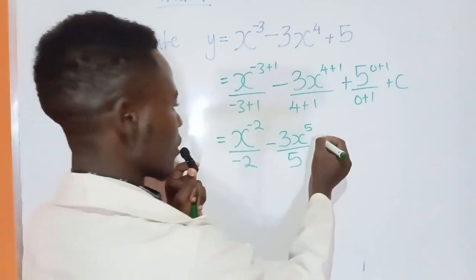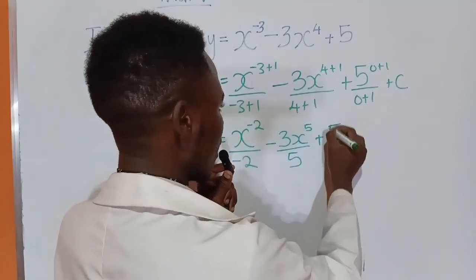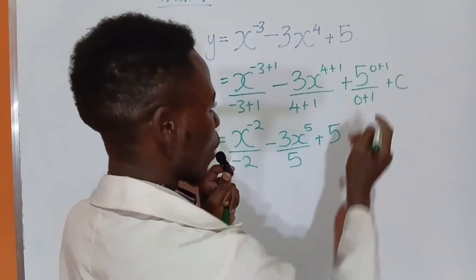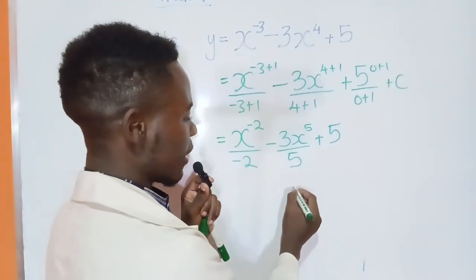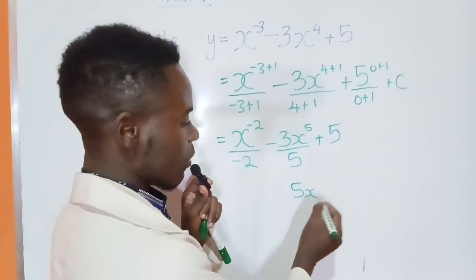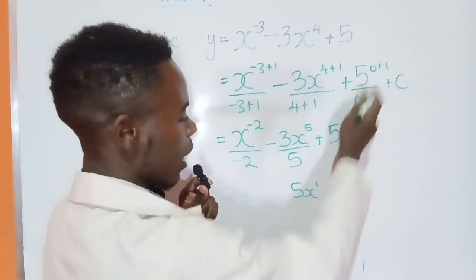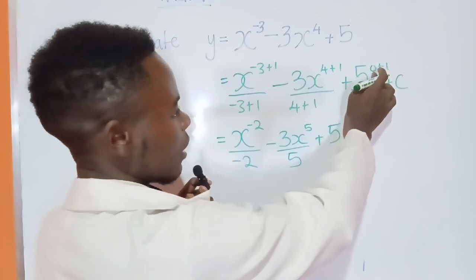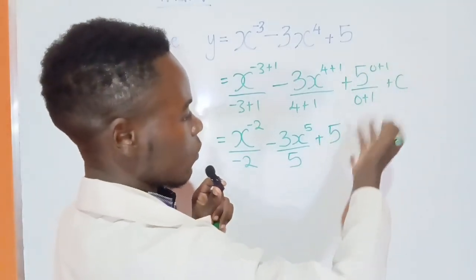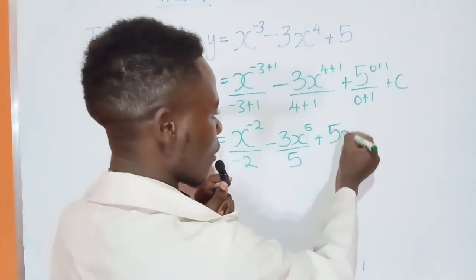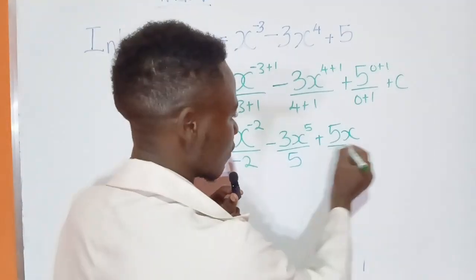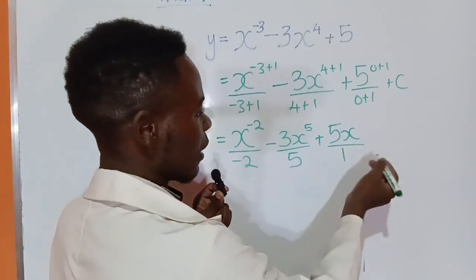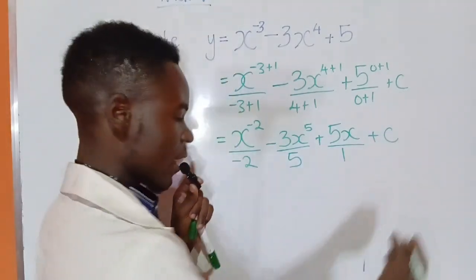Then we are going to say plus 5, with 0 plus 1, and the answer is just x. If you write 5x, it simply means that there is a power 1, so it is represented from here: 0 plus 1 is 1. So we are going to have x to the power 1, then divided by 0 plus 1, which is 1. Then plus c.